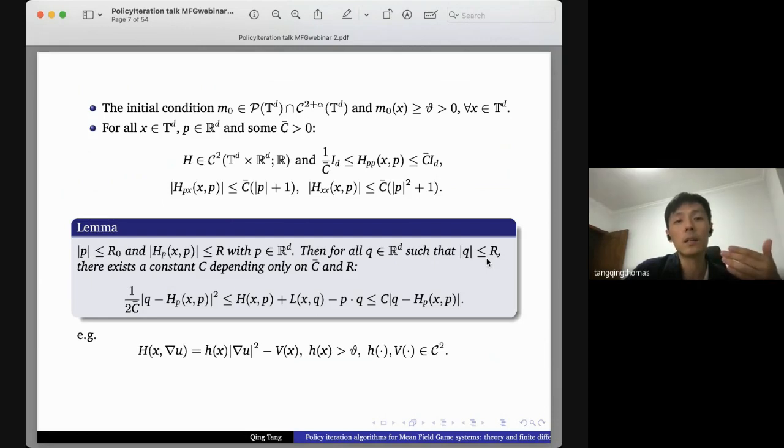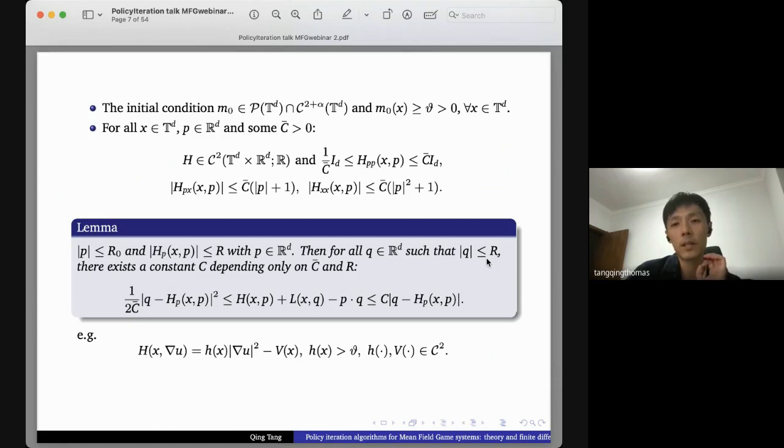Above, I have two-sided bounds on the second derivative of the Hamiltonian just to get convexity and other things. And I made an additional assumption just to make sure I can get some Bernstein estimate, to make sure that the gradient of u is uniformly bounded. And I make strong assumptions on m_0: it's a very smooth density, bounded away from zero. This is important for smooth policy iteration and fictitious play as well.